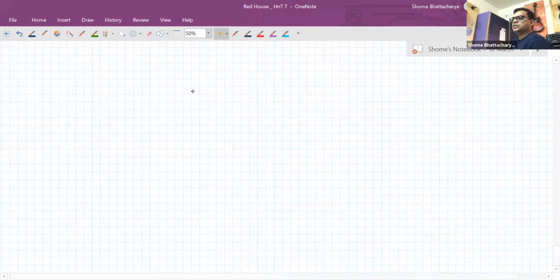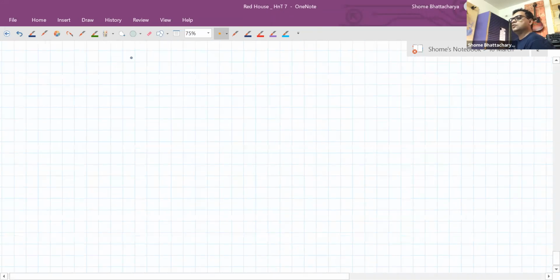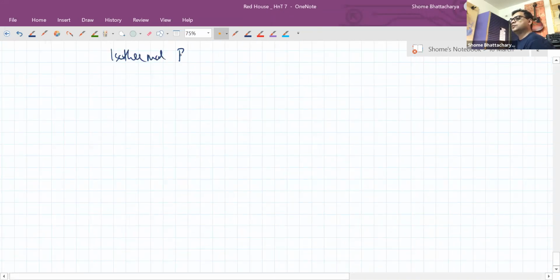Okay. So these were examples of isothermal. So formally, when we look at isothermal by definition, it is where temperature is constant. Or change in temperature is zero.